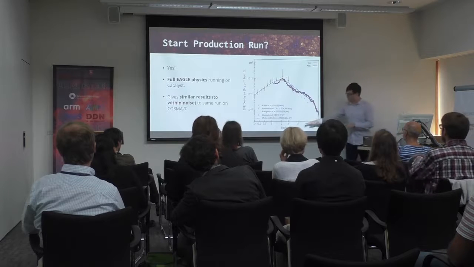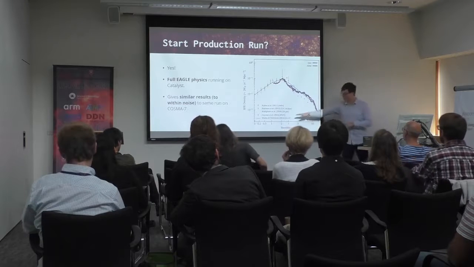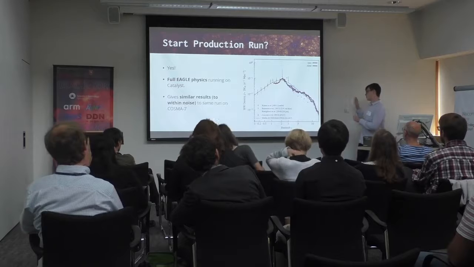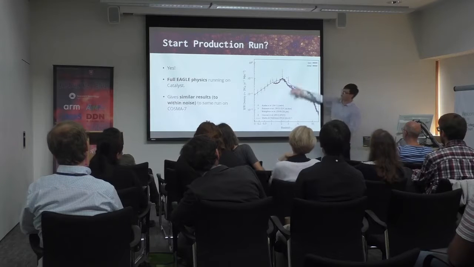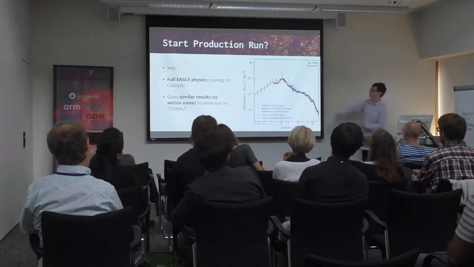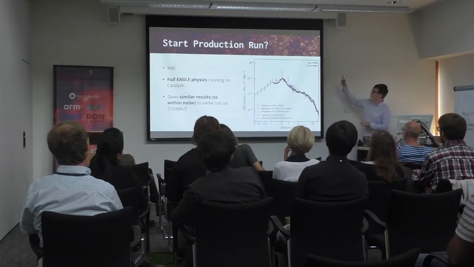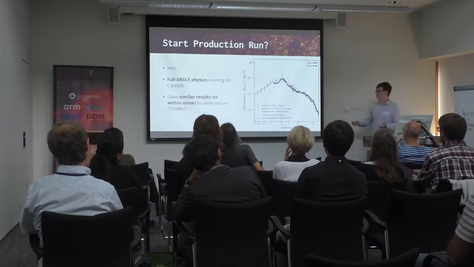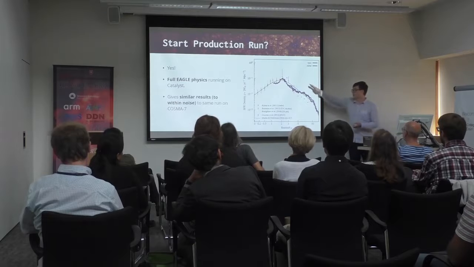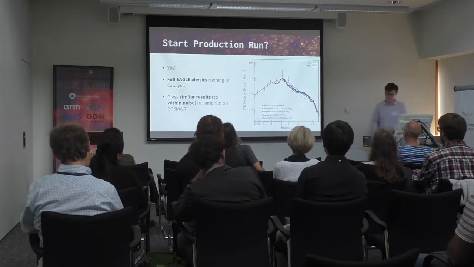And on the horizontal axis, this is redshift. So time goes from right to left, which is a little bit odd. On the vertical axis, this is how many stars you're forming as a function of time. And the blue line is the ARM system, and the purple line is the Intel system. And this fluctuation is about the level of noise we see, because Swift, because of its task-based parallelism, is not directly reproducible.